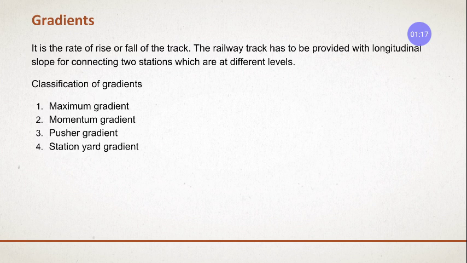These gradients are provided as a longitudinal slope. They are longitudinal, not transverse. So which are the types of gradients? First is the maximum gradient. Second is the momentum gradient. Third is the pusher gradient. And the fourth is the station gradient.